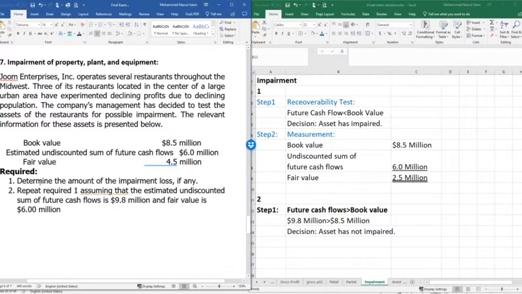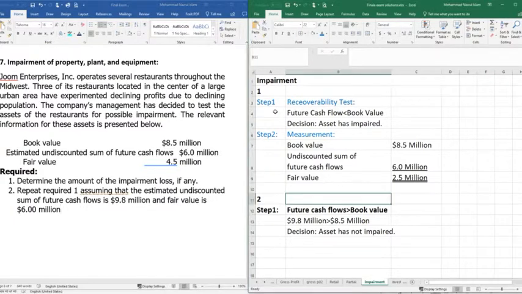So our requirement is to determine the amount of impairment loss, if any, and repeat requirement number 1, assuming that the estimated undiscounted sum of the future cash flow would be $9.8 million and fair value is 6 million. Okay, so here is the solution.